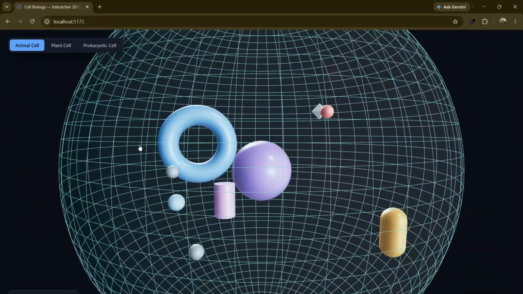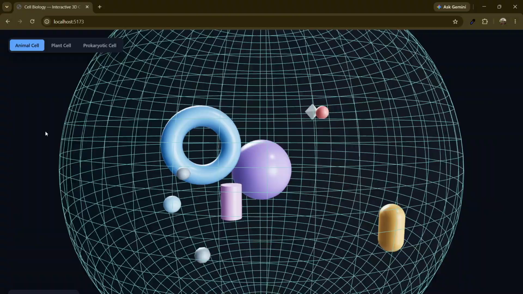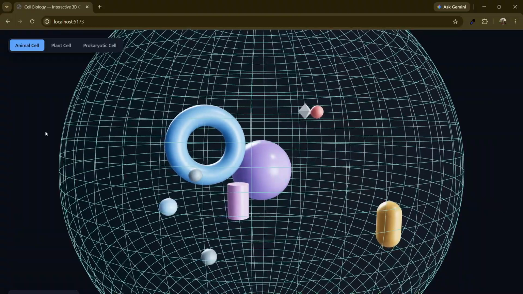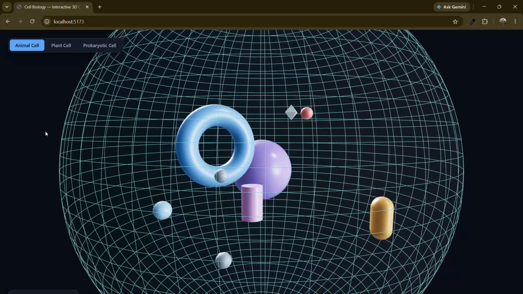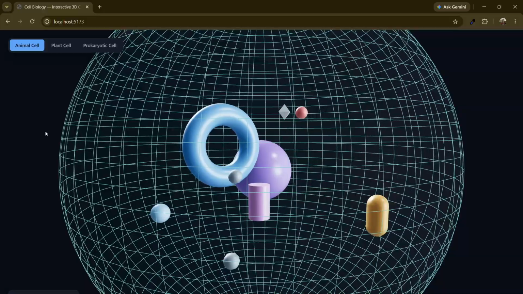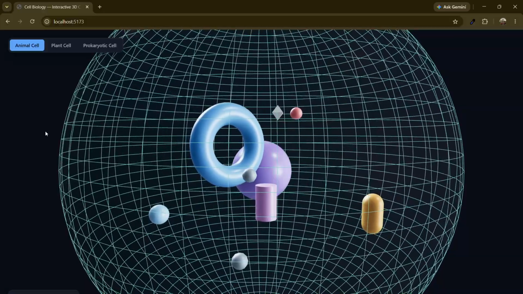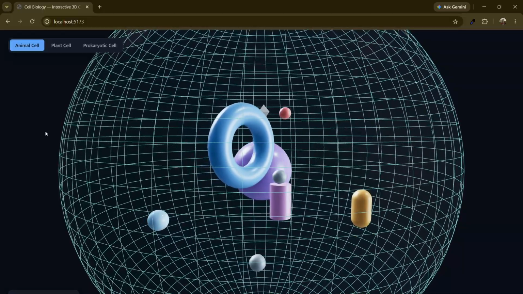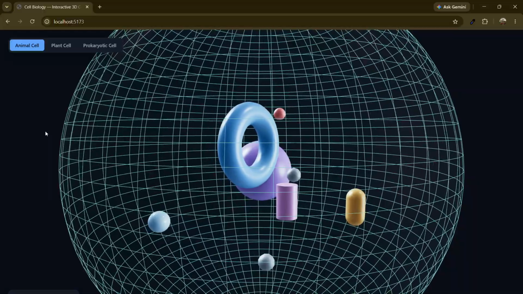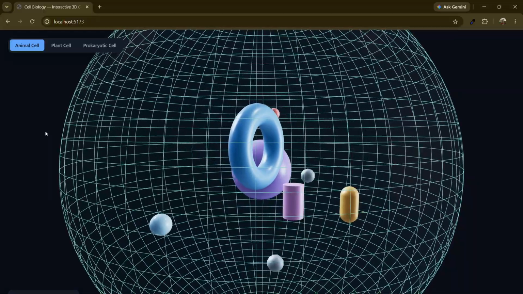And here it is. Okay, I decided to go with this whole wireframe approach. Me personally, I think it looks cool. Is it 100%? I would say almost. This is the vision I had in mind. This is what I wanted to go for. Inside, let's take a look. So we're currently looking at an animal cell.